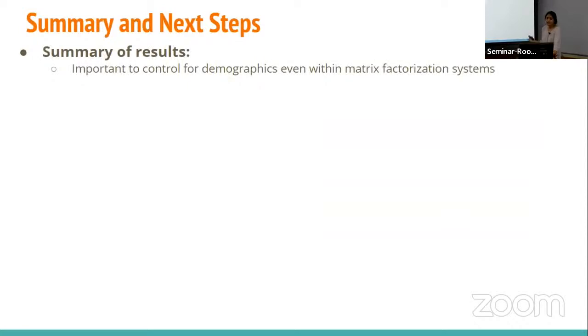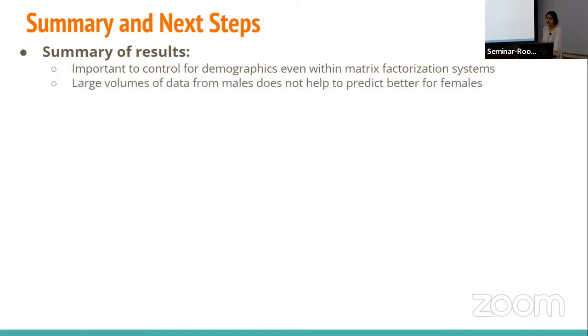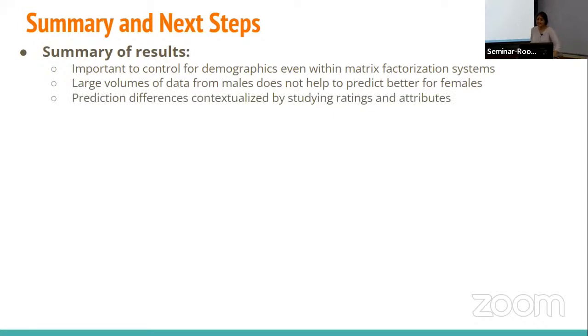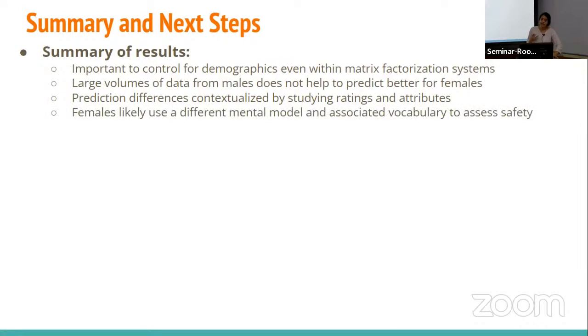Okay, right. The way I would like to think of this is that first of all, it's important to control for demographics even within matrix factorization systems, to the extent possible. Large volumes of data from males do not help predict better for females. Saying this to a group of economists is preaching to the choir, but I hope to speak to people in the policy sphere and computer scientists, and I know, for instance, at IIT Delhi there are folks helping with these kinds of projects. All our prediction differences have been contextualized by studying the ratings and attributes, and we see that females likely use different mental models for safety and associated vocabularies to assess safety. Those are the main summary results.